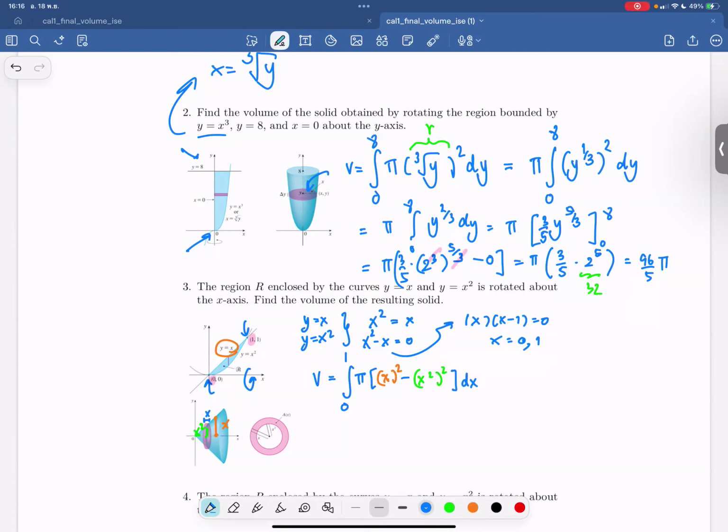Okay, so we're done with setting up the integral. Next we have to find a basic integral. This should be x squared minus x to the power 4 and then dx. And then 1 over 3 x cubed, minus 1 over 5 x to the power 5, from 0 to 1. And then 1 over 3 minus 1 over 5, and then 2 over 15 pi.